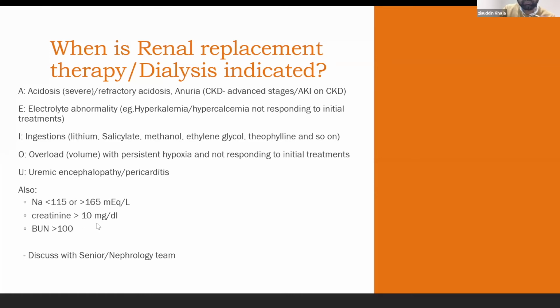And a creatinine of more than 10 milligrams per deciliter, and blood urea nitrogen of more than 100. Again, the last two, I would say, definitely would be more in the context of the patient, and also a discussion with the specialty teams of what they think should be done next. So that's why I've written the last one, discuss with senior or nephrology team, especially when considering dialysis. Right.